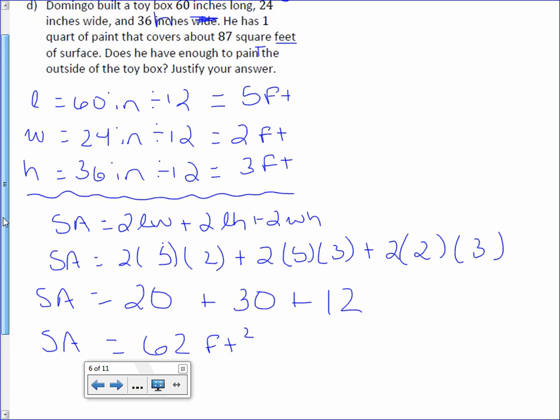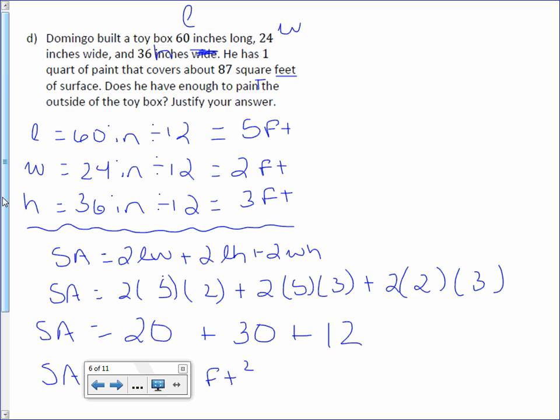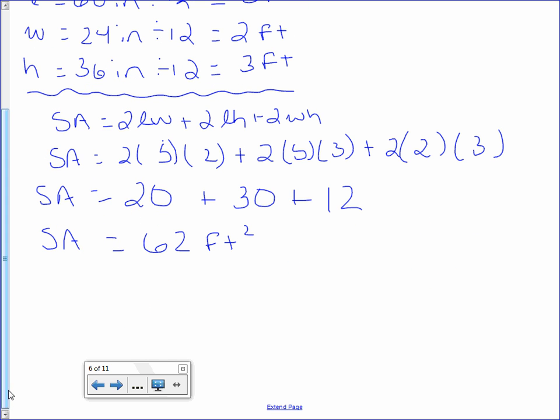Now the question doesn't ask you for the surface area. It wants to know if he has enough paint. If he has a quart of paint that covers 87 square feet, and he only needs to paint 62 square feet, does he have enough paint? Yes, he has enough paint.